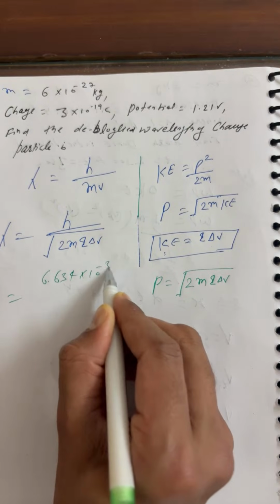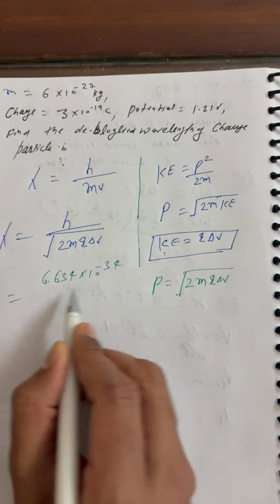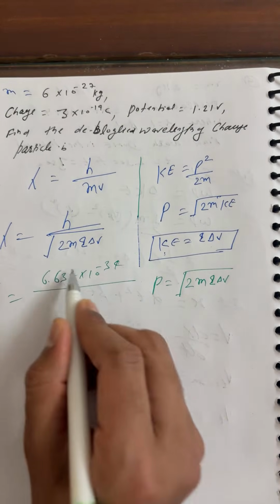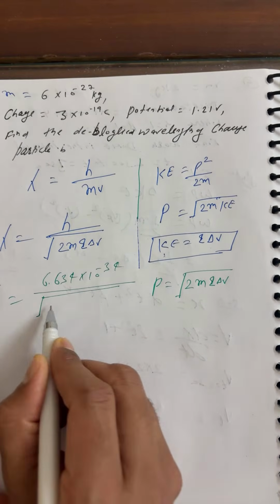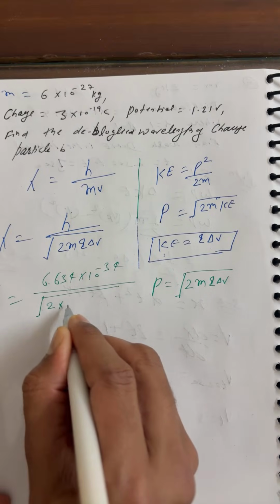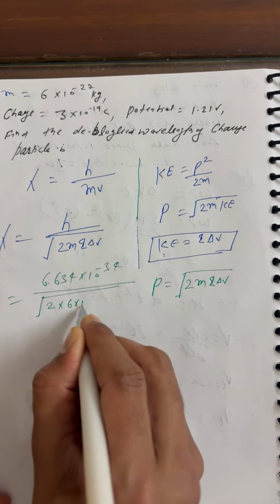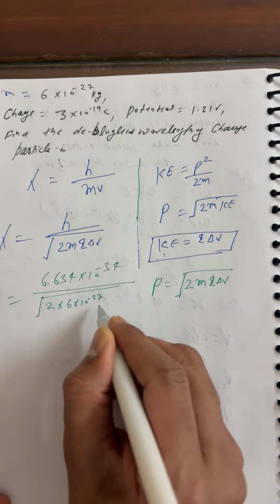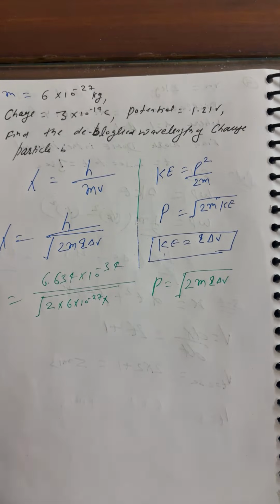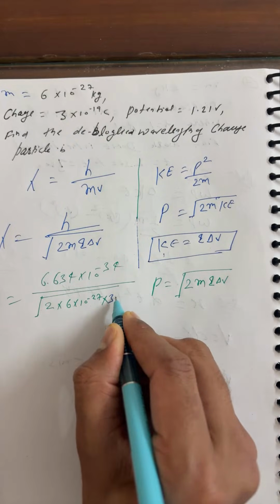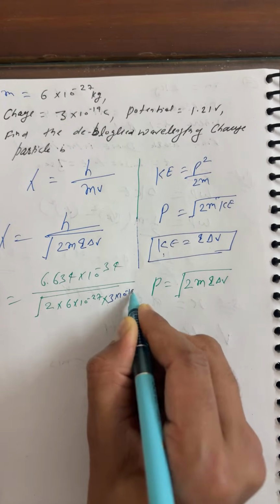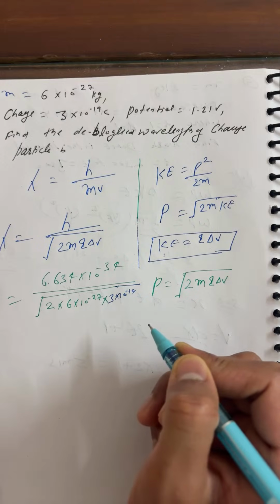6.63 into 10 to the power minus 34. Then the mass is mentioned, how much? 6 into 10 to the power minus 27. The charge of the particle is also mentioned, students: 3 into 10 to the power minus 19.